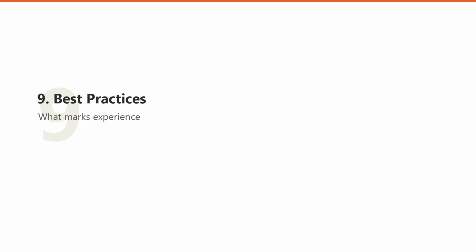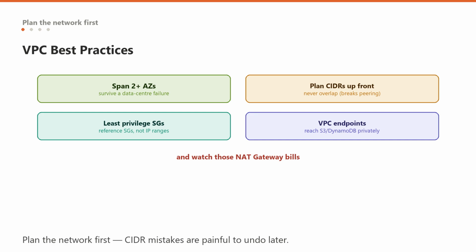Concept 9. Best practices that show real experience. A few practices that show real experience. Always span at least 2 availability zones, so a single data center failure doesn't take you down. Plan your CIDR ranges carefully up front, and never let them overlap with other VPCs or your office network, because overlapping ranges make VPC peering impossible later, and that's painful to undo.